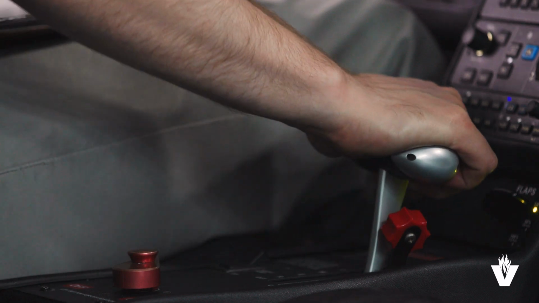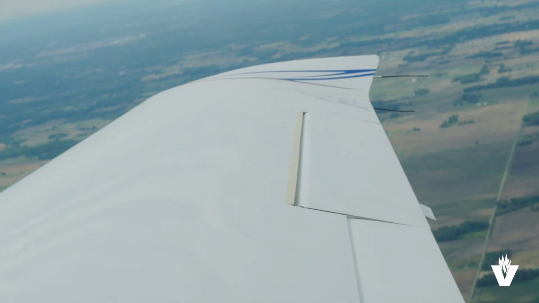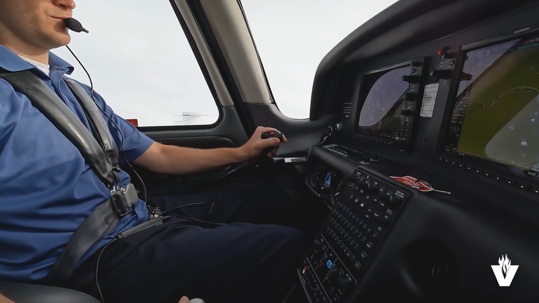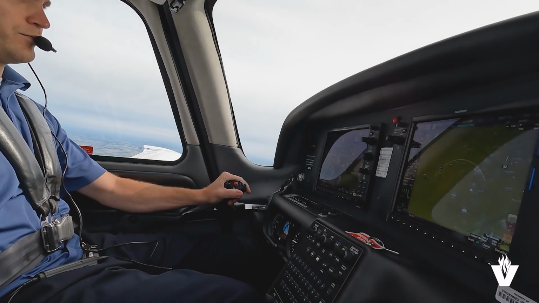The first step to recovery is to apply full power, and then you can simultaneously roll the wings to level and add forward elevator pressure to decrease the pitch back to level flight. Be sure to use the rudder to stay coordinated while you're conducting this maneuver.